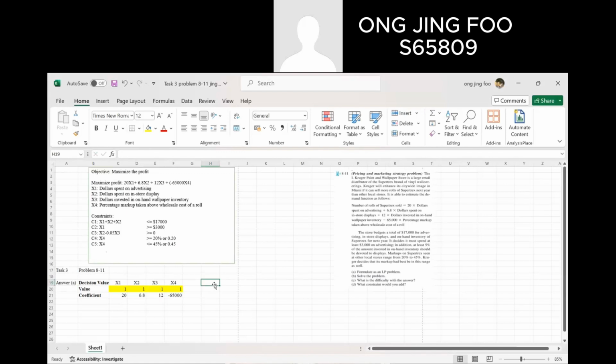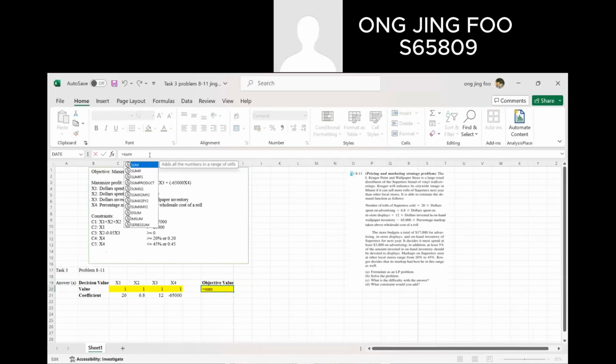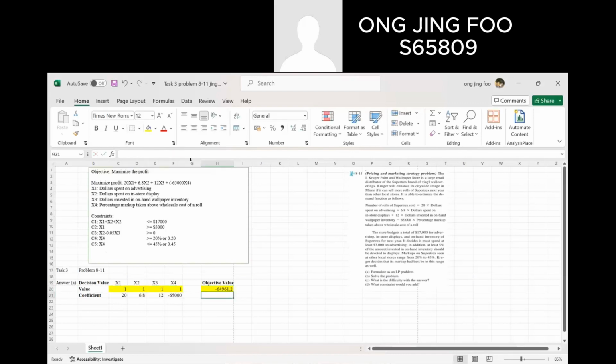In the right side we can just put objective value down. Because we don't know our objective value as well, so we also highlight it. But before that, we have to put down the formula first. So the formula is SUMPRODUCT, and then open bracket, select our value, comma, and select our coefficient, and then close the bracket, enter. So far this is our objective value.